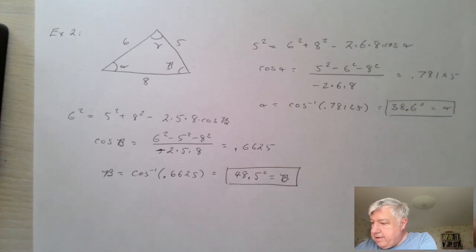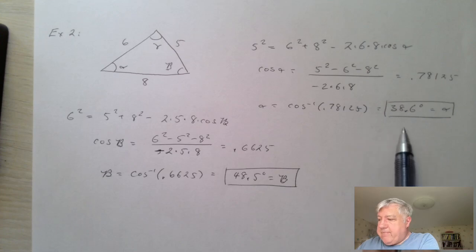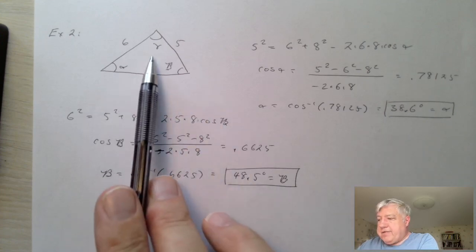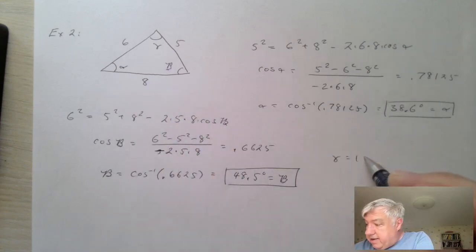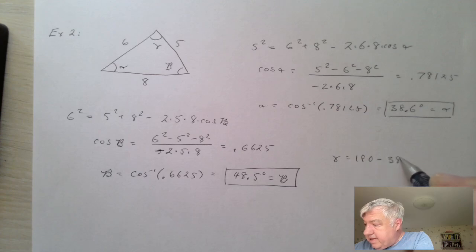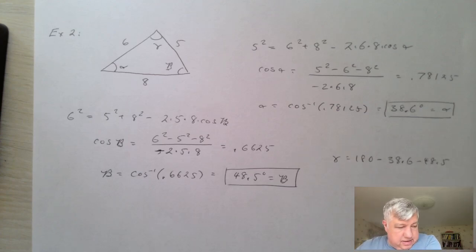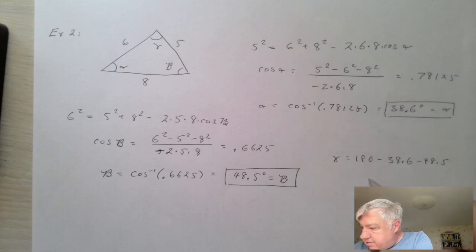And then we have these two angles, so now gamma is easy. We just take gamma to be 180 minus 38.6 minus 48.5, and that turns out to be 92.9 degrees.